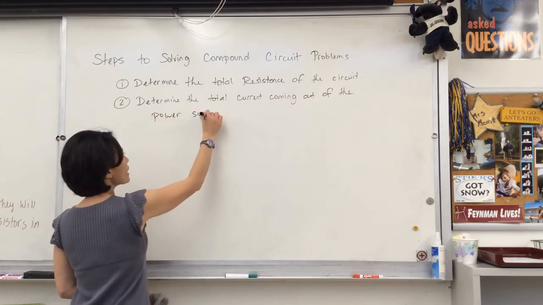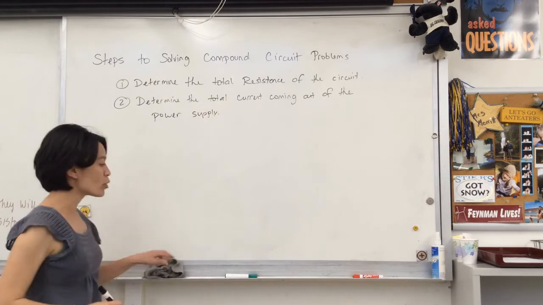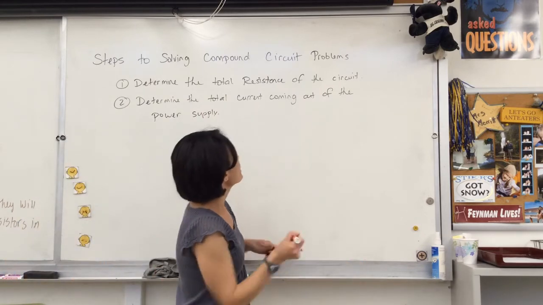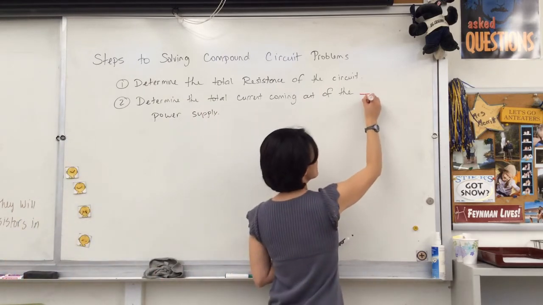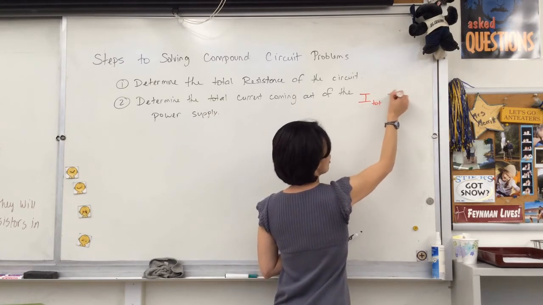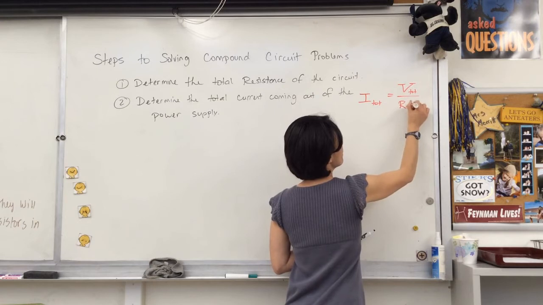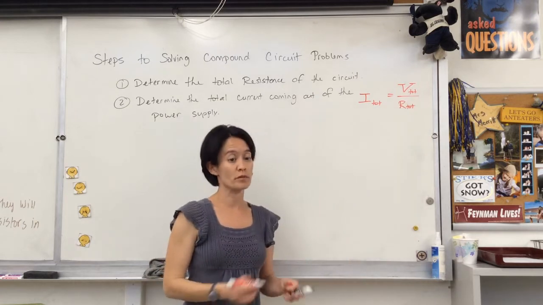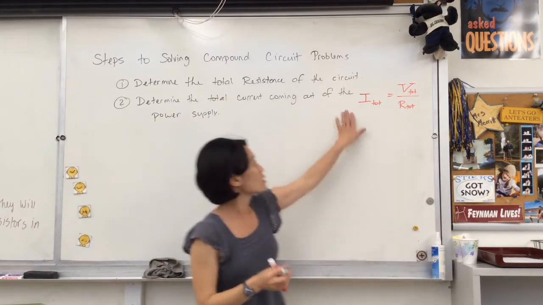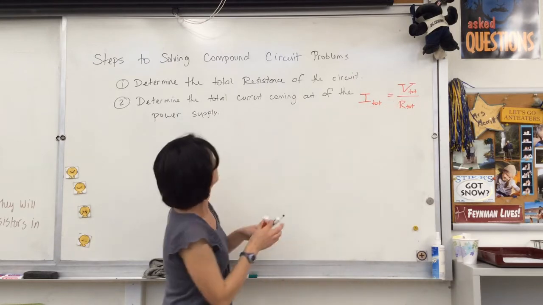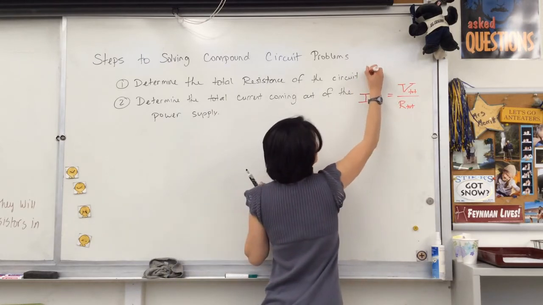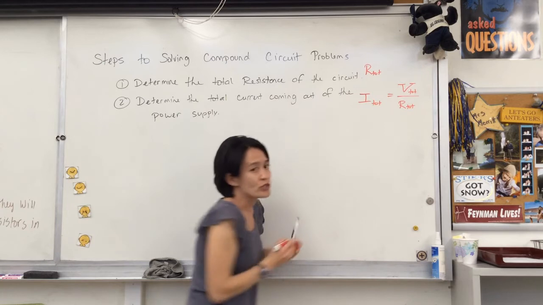And so for those that are a little bit more of a visual learner, this would be implementing Ohm's law with my total subscripts. Okay, so this would be saying I total is equal to V total over R total, and we just found R total in that first step.